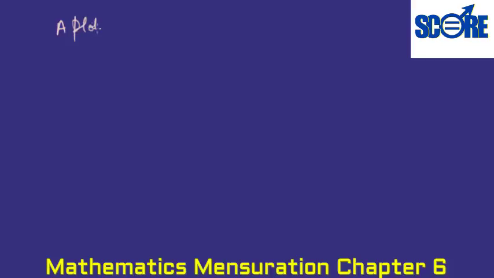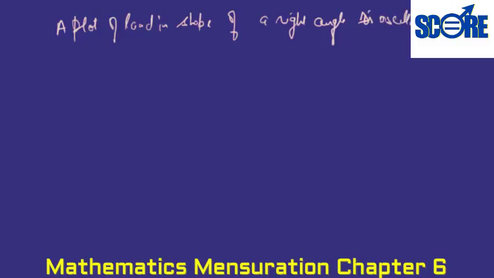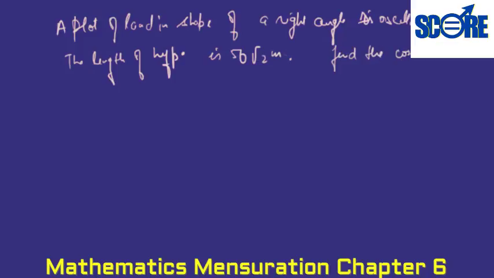A plot of land in the shape of a right angle triangle, and the triangle is isosceles. I can say right angle isosceles triangle. The length of the hypotenuse is 50 root 2 meter, and the cost of fencing it is rupees 3 per meter. The plot of land is in the shape of a right angle isosceles triangle. The length of the hypotenuse is 50 root 2. We have to find the cost of fencing.